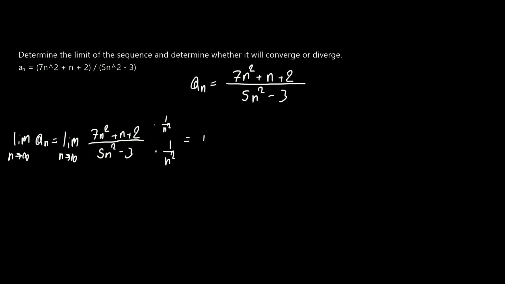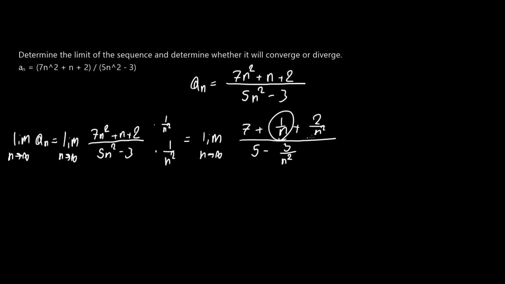So this will end up being the limit as n approaches infinity, and then this term here will cancel out to just a 7, and then we're going to have plus, and then n over n squared, the n on top will cancel, and we're going to have 1 over n, and then we're going to have 2 over n squared. And then on the bottom, the n squares cancel, so we're going to have a simple 5 minus 3 over n squared.